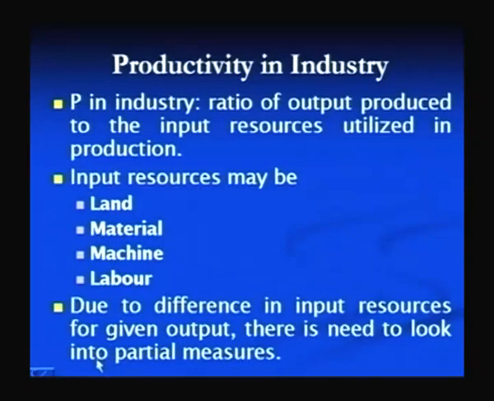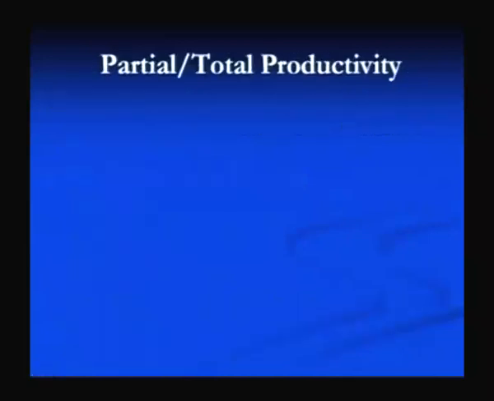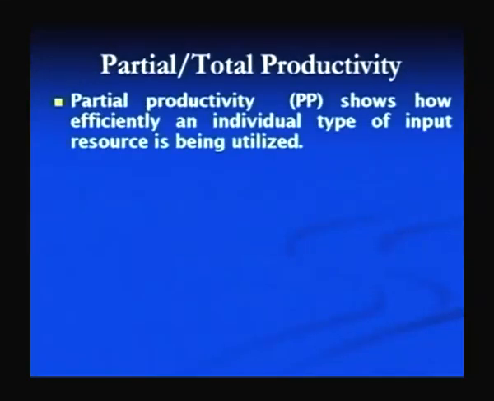So, since the nature of these input resources is different, it will be possible to calculate the contribution of the given input on the output. That will help us see how one input parameter is going to affect the overall output, and for that purpose we need to take the partial measures. That is why, due to the difference in the input resources for a given output, it is required to look into the partial measures. So, it is necessary to look into the partial productivity aspects related to the different areas in an industry. Partial productivity and total productivity are slightly different, and partial productivity shows how efficiently a particular type of input resource is being utilized.